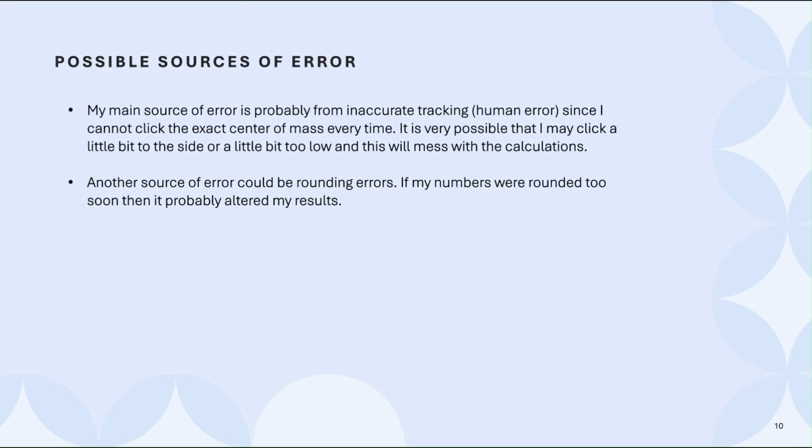My main source of error is probably from inaccurate tracking, human error, since I cannot click the exact center of mass every single time. It is very possible that I may click a little bit to the side or a little bit too low, and this will mess up the calculations. Another source of error could be from rounding. If my numbers were rounded too soon, then it probably altered my results.